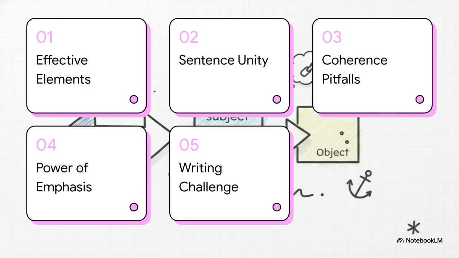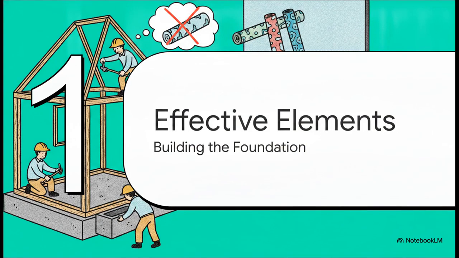Here is our blueprint for today. 1. Elements of effective sentences. 2. Mastering sentence unity. 3. Avoiding coherence pitfalls. 4. The power of emphasis. And 5. Your next writing challenge. Section 1. Elements of effective sentences.